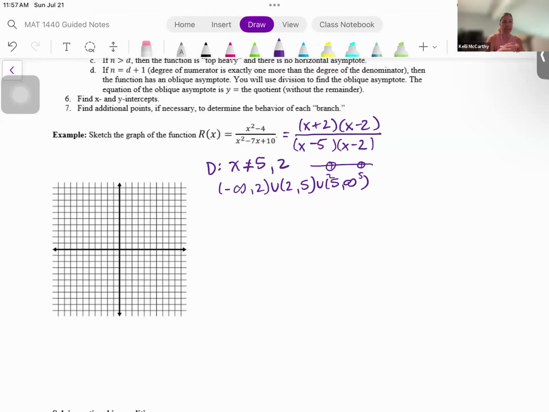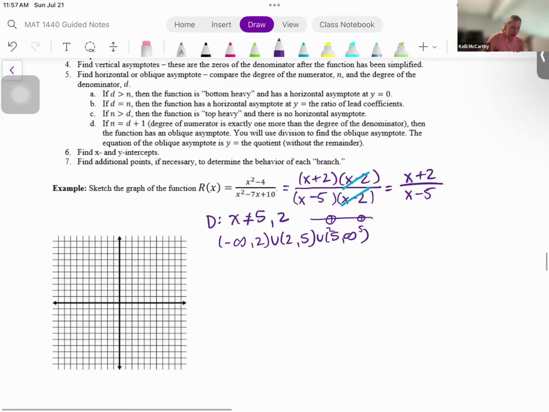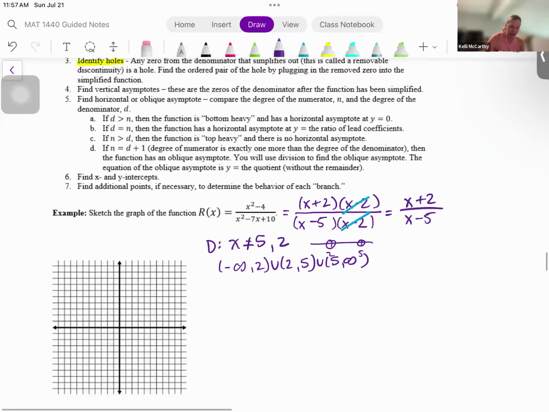The x minus 2 factor simplifies to 1. So my function r of x simplifies to x plus 2 divided by x minus 5. Now the next step is to find our holes. We can see that we removed this discontinuity at 2, so that's going to end up being a hole.